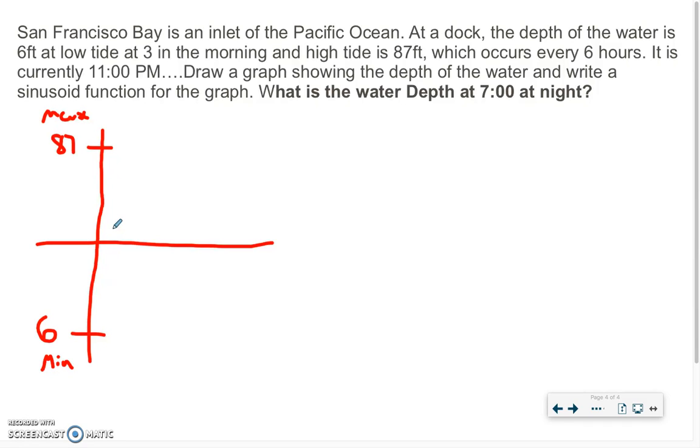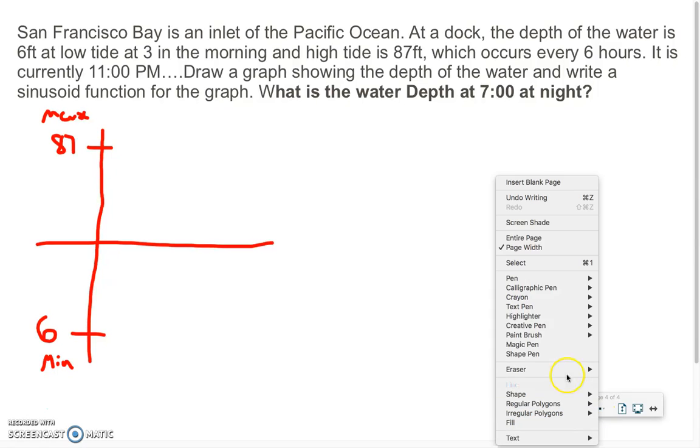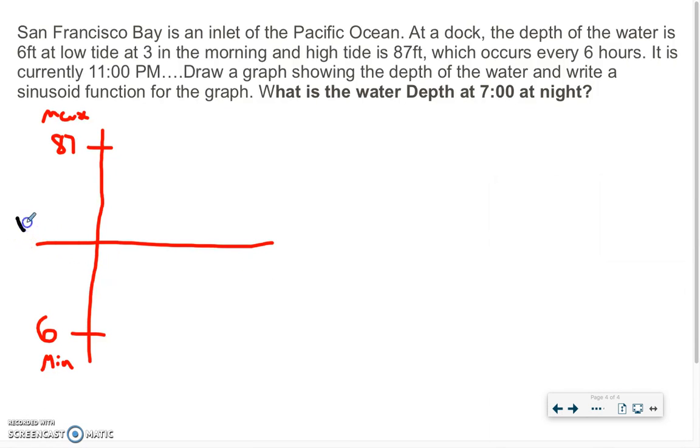So we need to find that middle value that's halfway between 87 and 6. If we take 87 plus 6 and divide by 2, this middle ground, which is our vertical shift in our graph, in other words where it is when everything is constant, is at 46.5. So 46.5 is my vertical shift. So we got VS, vertical shift at 46.5.